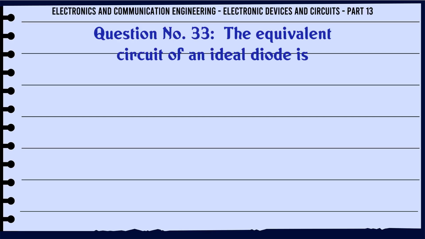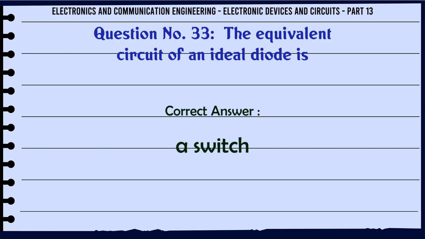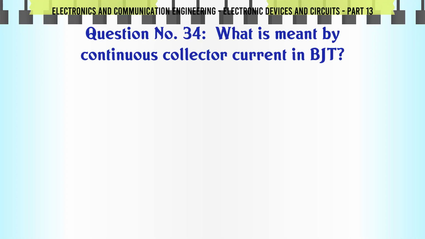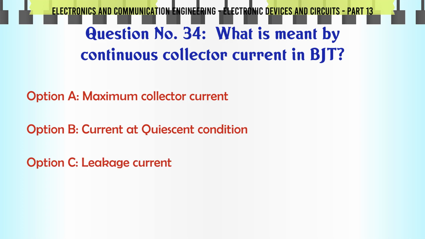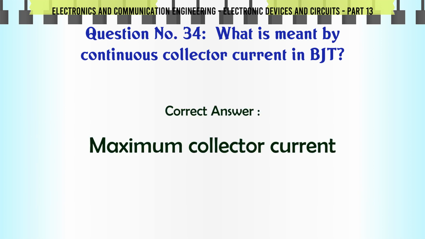The equivalent circuit of an ideal diode is A. Charging condenser, B. A discharging condenser, C. A switch, D. A resistor. The correct answer is a switch. What is meant by continuous collector current in BJT? A. Maximum collector current, B. Current at quiescent condition, C. Leakage current, D. Junction capacitance charging and discharging current. The correct answer is maximum collector current.